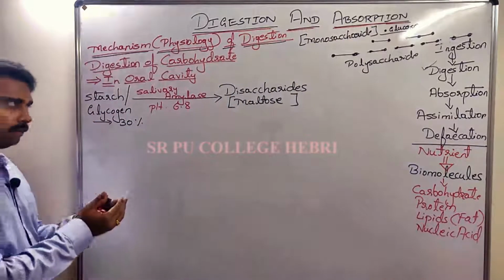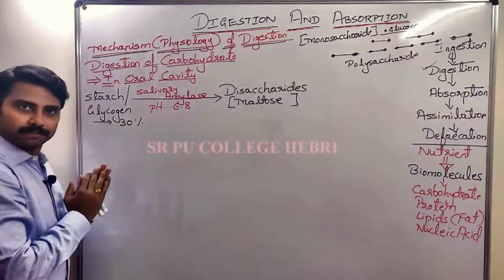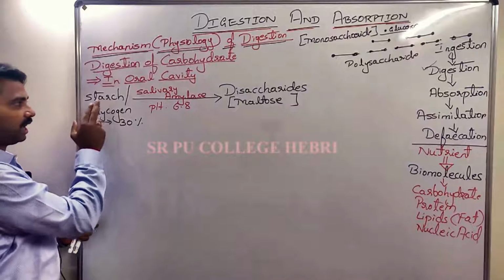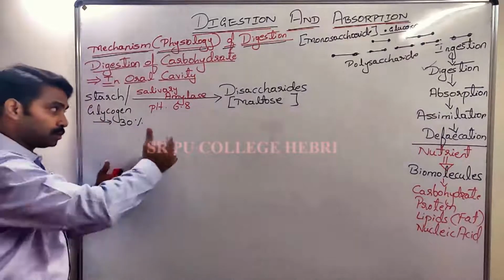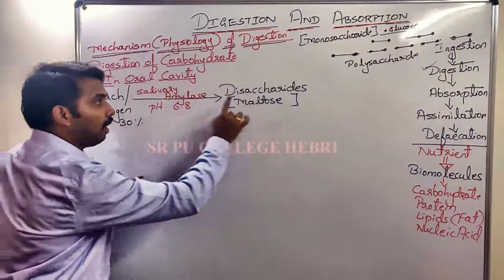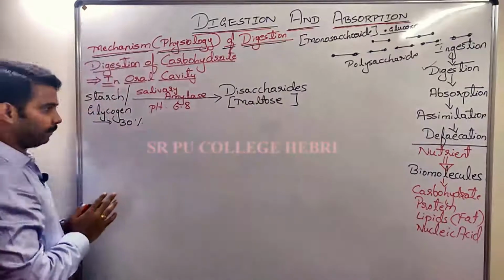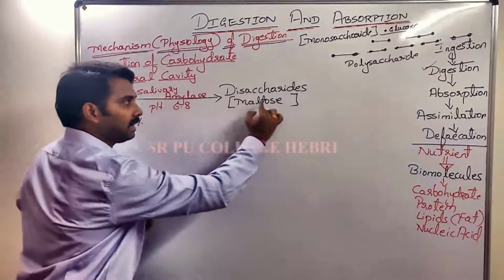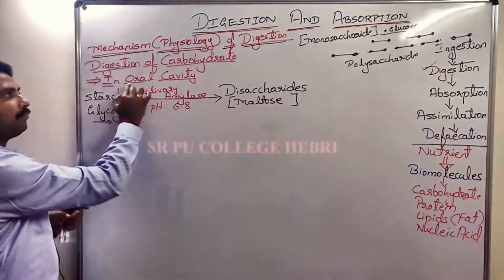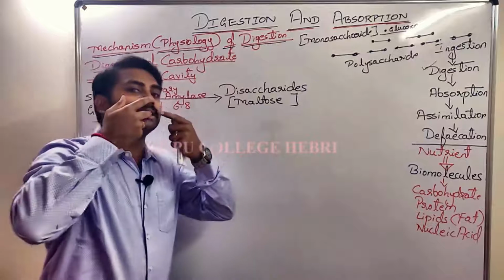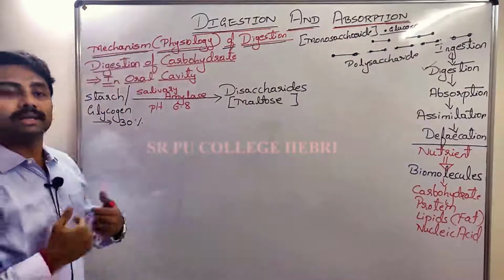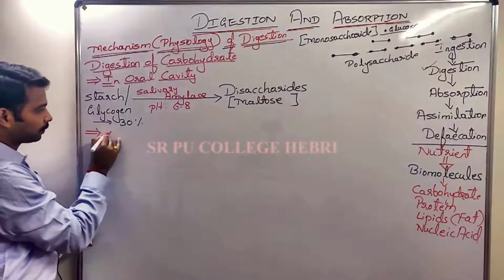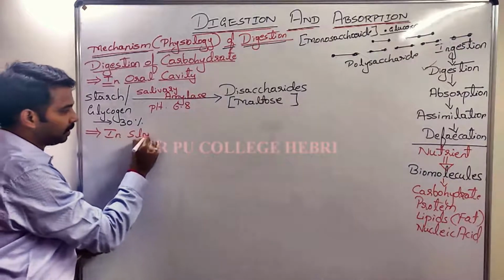Now, the remaining how much percent? 70% of the carbohydrate, starch and glycogen which was not broken down, and the already formed maltose. I repeat, the 70% carbohydrate and the remaining maltose, all from the oral cavity, go to the stomach. Next we have to discuss digestion in the stomach.